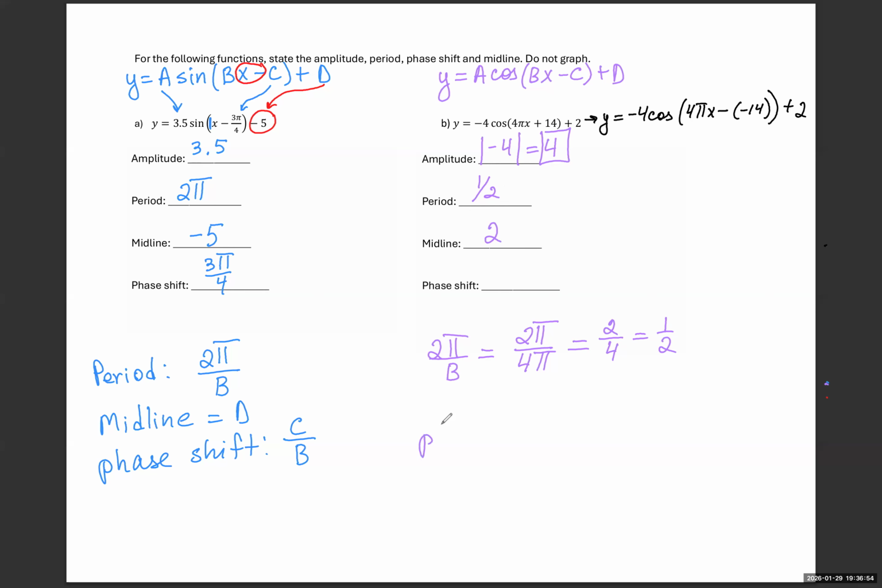And then the phase shift, c over b again. b is not 1 on this one. c is negative 14, and b is 4 pi. You do go ahead and reduce that, so negative 7 on the top, 2 pi on the bottom. Negative 7 over 2 pi.